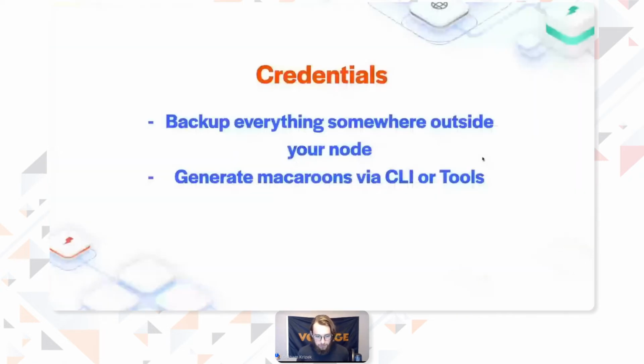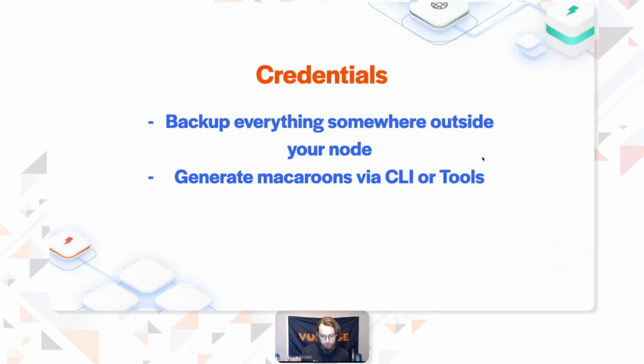So touching on credentials. You should back up everything somewhere outside of your node. When we talk about the seed phrase, your macaroon and your password, all of those should be taken off of the Raspberry Pi or whatever, and they should be stored somewhere else as a point of redundancy. Because if you spill a jug of water on your Raspberry Pi, you're not going to be able to recover those. So it's important to keep all those backed up outside of your node.